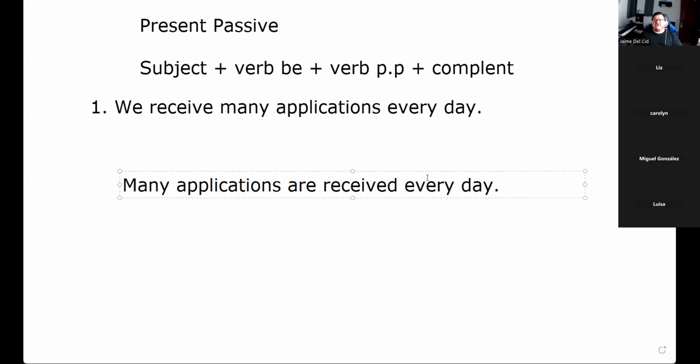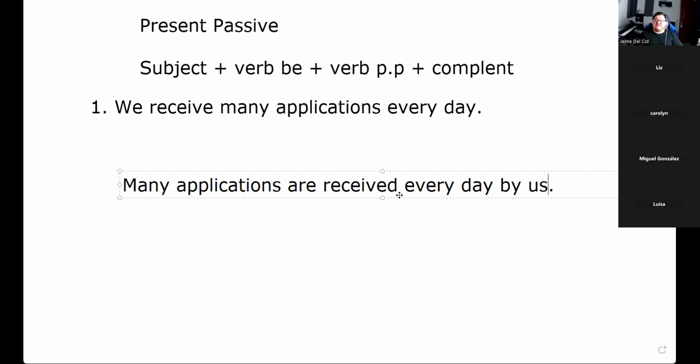Here, the doer of the action is not important. No es importante, no estoy enfocando esto sobre nosotros, sino solamente estoy explicando el resultado, que es que recibimos muchas aplicaciones. Son recibidas todos los días. Si fuera importante decir quién hace la acción, en este caso la acción de recibir, sería entonces by us, pero no es necesaria. Para eso está el passive voice.